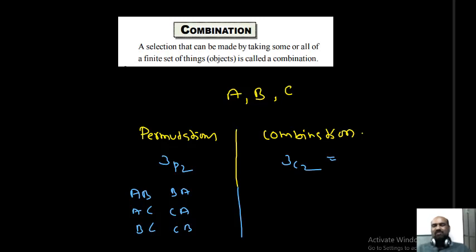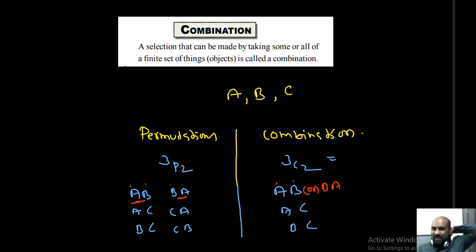From 3 elements I want to select 2, only selection. AB is one selection, AC is one selection, BC is one selection, that's all. Just like persons, person A and person B are selected. So BA and AB both are the same here. But in arrangements BA and AB are different, because in AB, A is taken in the first place and B in the second place, and in BA, B is taken in the first place and A in the second place.